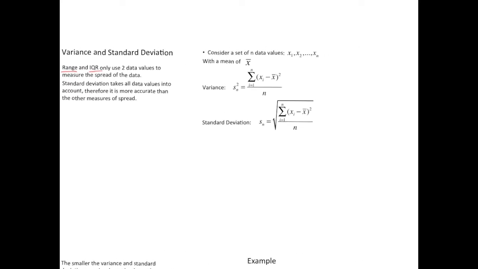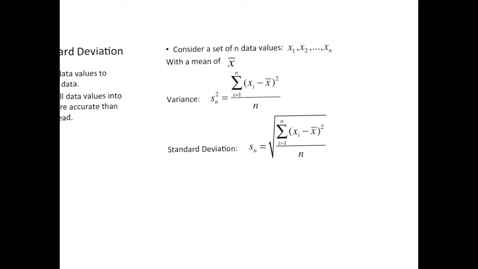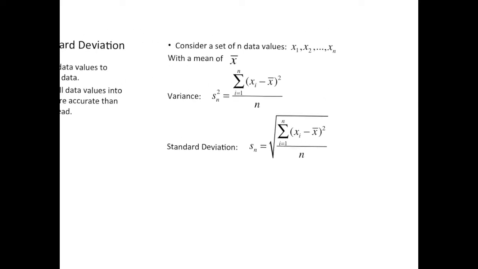Now, consider, this is kind of the rule. I don't want you to stress about it. I'll explain it, but don't stress. Consider a set of n data values, x1, x2, x3, x4, all the way up to xn. n could be 10, n could be 100, so there could be 100 data values, whatever.